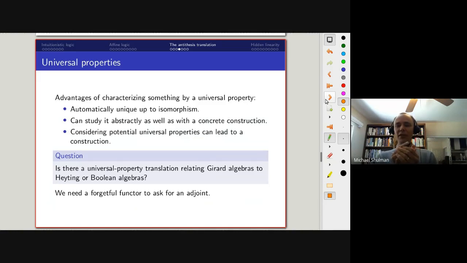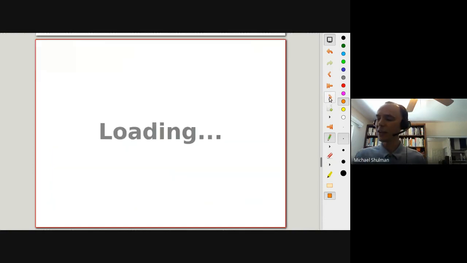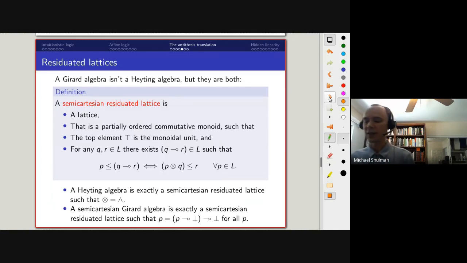Okay. So that leads us to a way that we might try to translate linear logic into intuitionistic logic or classical logic by looking for some sort of universal construction relating Girard algebras to Heyting algebras or Boolean algebras. So we need some kind of a forgetful functor to ask for an adjoint of some kind. Now, it's not the case, as it was in the intuitionist case, that every Girard algebra is a Heyting algebra or a Boolean algebra, but there's an intermediate thing which they are both of. And it's called a residuated lattice.